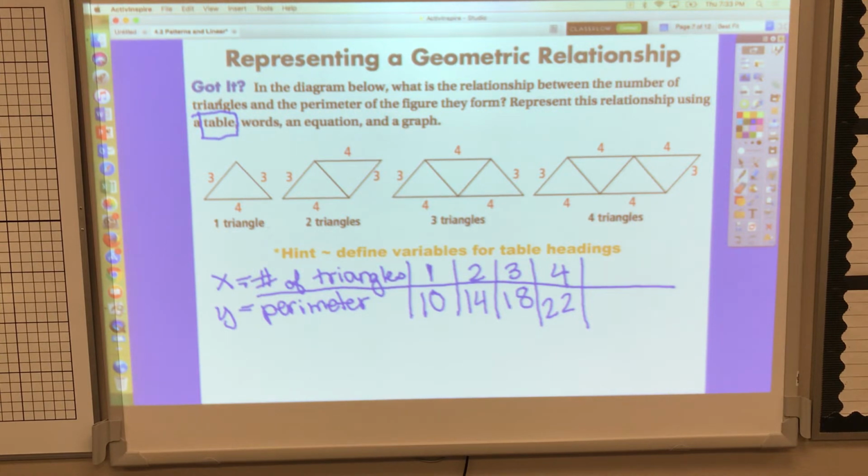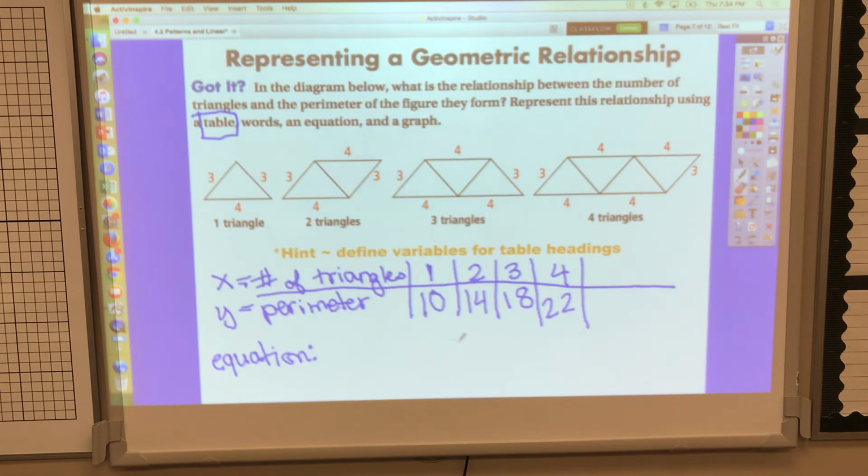So let's write an equation. And we're going to do the equation next to help us with the words. Okay, so our equation. Now the equation is going to be something you need to actually do some work to find, because you have to figure out the relationship between your x and your y, your input and your output.